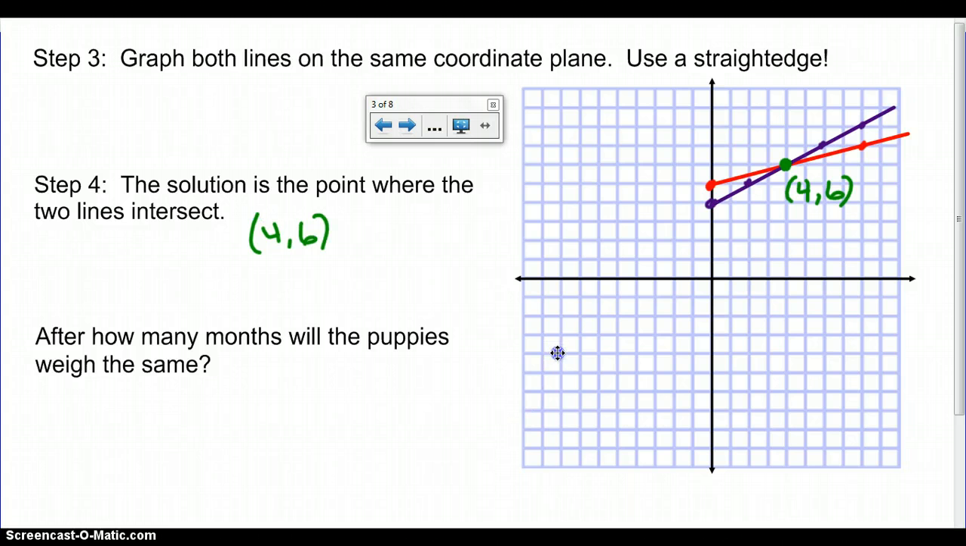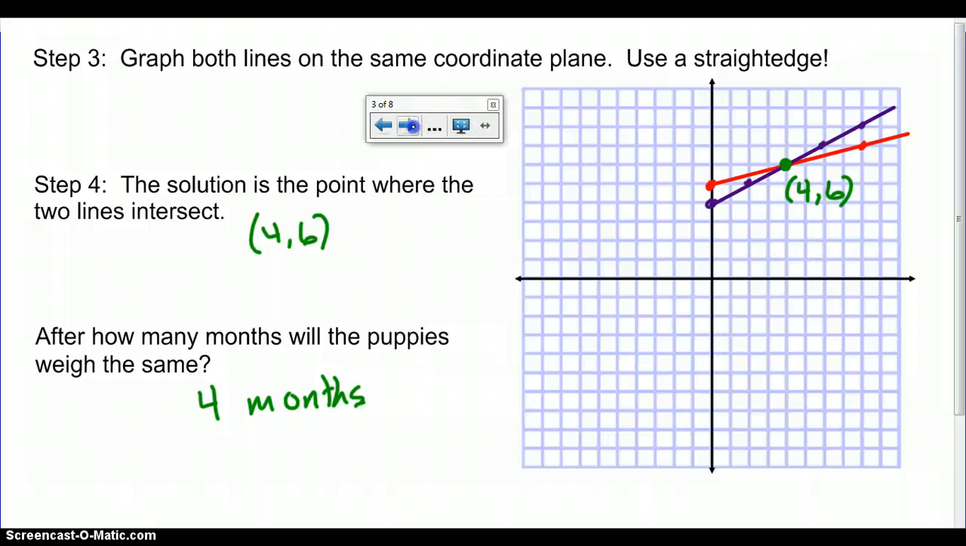Now we have to put some meaning on this. If you think back to how we defined x and y, x was the age, y was the weight. So it says after how many months will the puppies be the same weight? 4 months. This question doesn't ask it, but after 4 months they would weigh 6 pounds each.